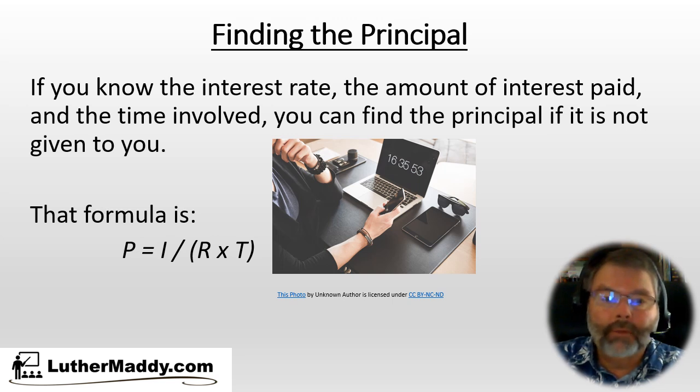Okay, we just showed you how to compute the amount of interest that you're going to pay for borrowing or be paid if you're the lender. Now we need to figure out how to find the principal if we know the other variables. So the formula to find out the principal is going to be I, which is the amount of interest, divided by the rate times the time. Well, let's go ahead and step through an example or two and make sure you understand how this works.